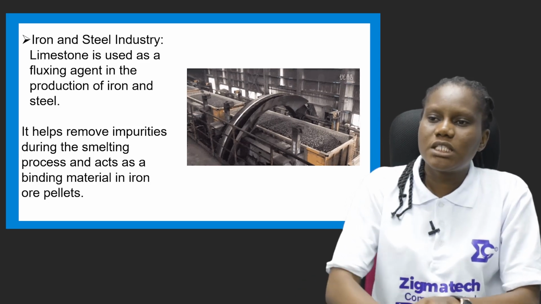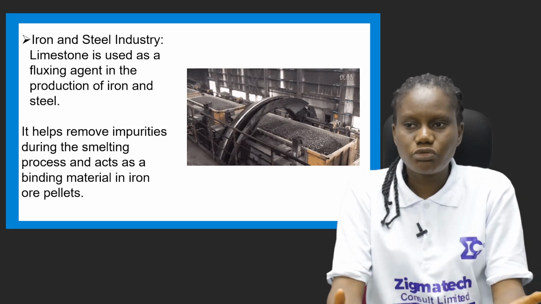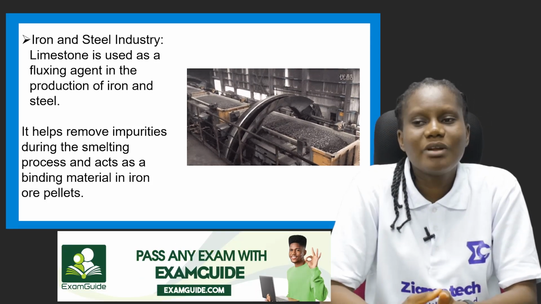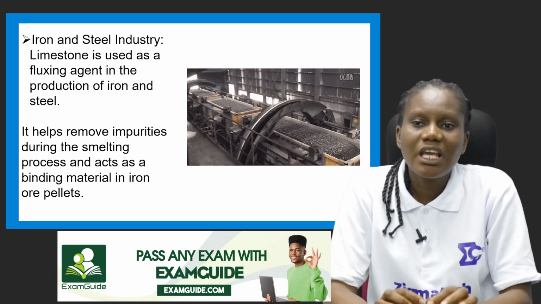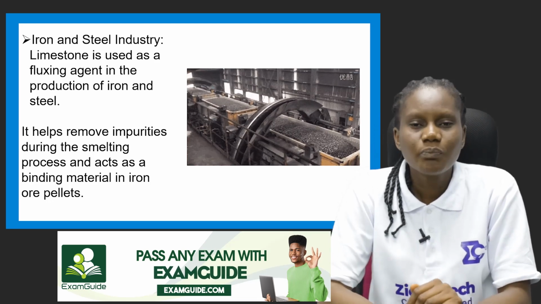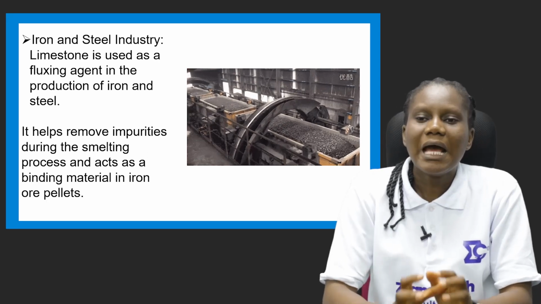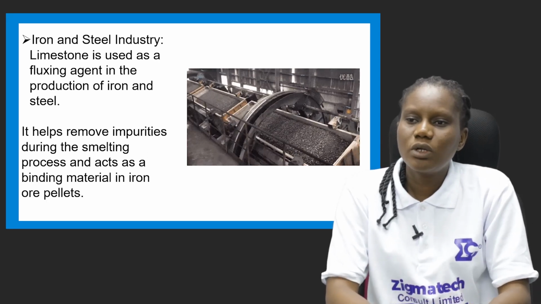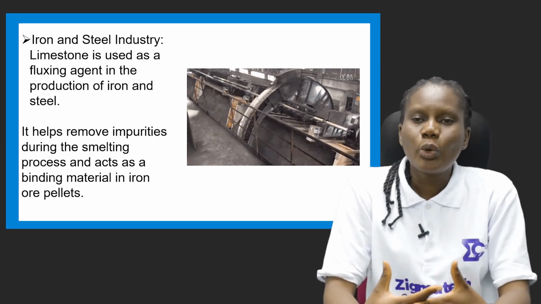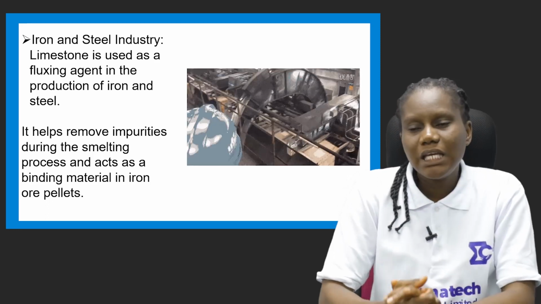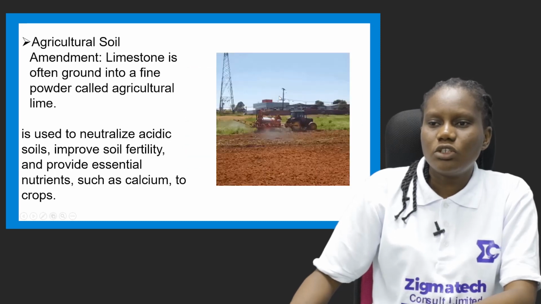We also have another usage in the iron and steel industry. You're surprised: what does limestone have to do with the iron and steel industry? Limestone is used as a fluxing agent in the production of iron and steel. It helps remove impurities during the smelting process and acts as a binding material in iron ore pellets. So you can see that limestone is very useful in the iron and steel industry.